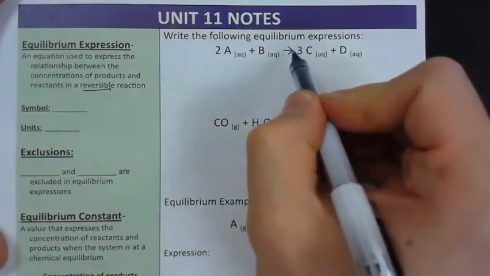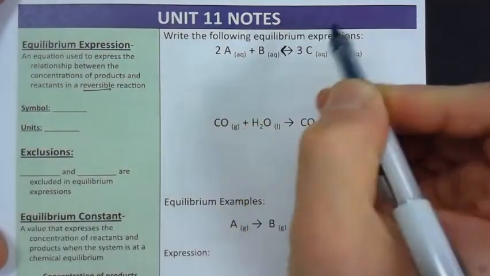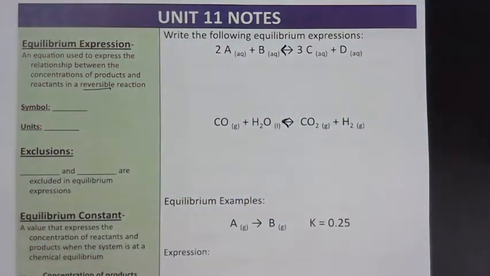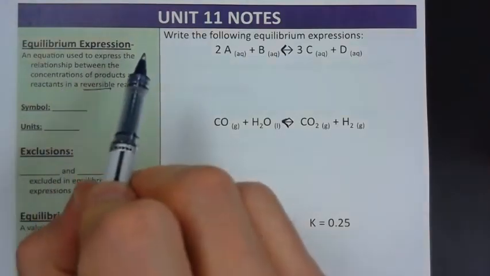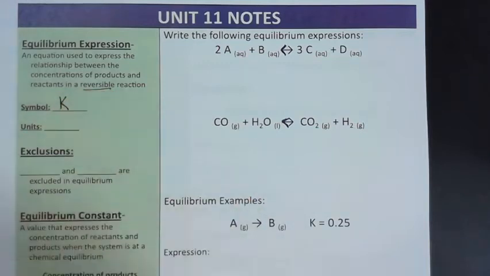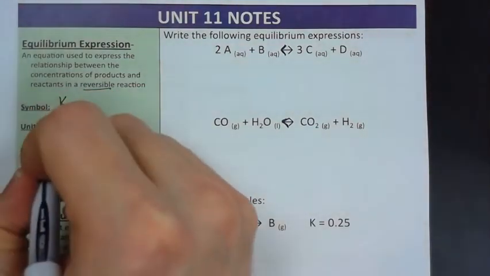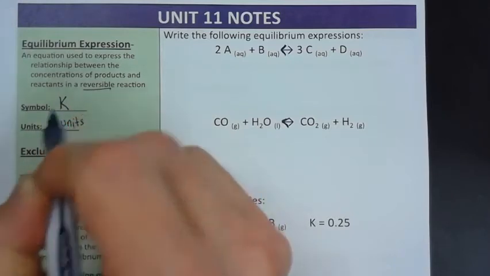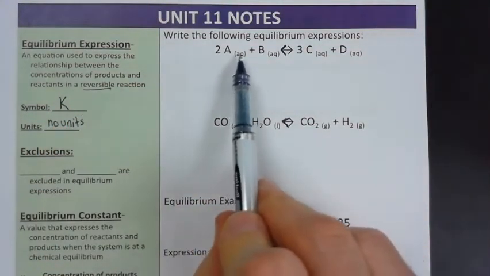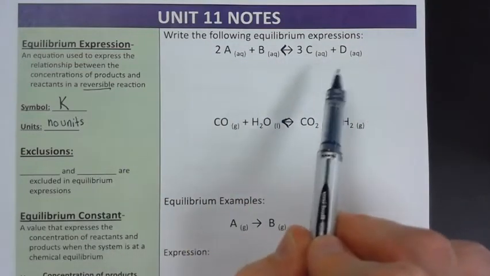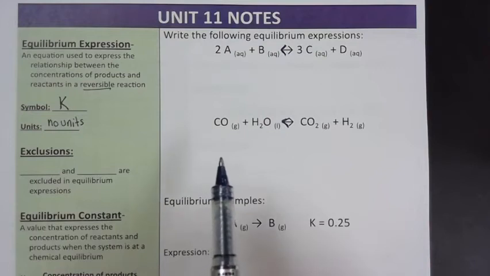Okay? So each of these reactions should actually be reversible reactions. We're going to talk about these happening in both directions. The symbol for what we're calling the expression is a K value, right? And the units are actually that there aren't any units. We're evaluating the concentration of the reactants compared to the products as both reactions are occurring at the same time.